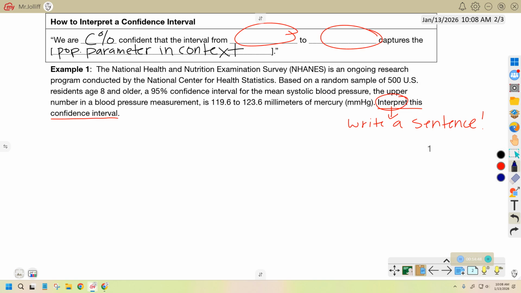Next thing I'm going to do is pick through the problem for information that I need. And I know that when I'm interpreting a confidence interval, I need the confidence level, I need the lower and upper bound of the interval, and I need the thing I'm estimating in words. So who can tell me what our confidence level is? 95%. Very good, because they said 95% confidence interval. So my C percent is 95. Perfect.